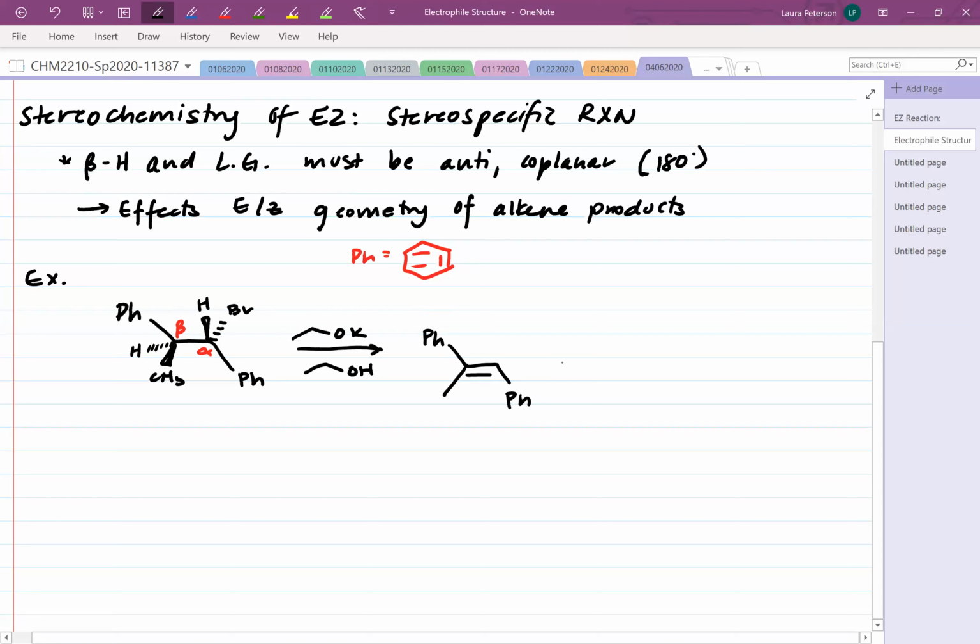So that's one potential product. My other potential product is this one. Okay, so how are these two related? Well, we have the E isomer and the Z isomer. Okay, and we need to figure out which one is going to be the major product.